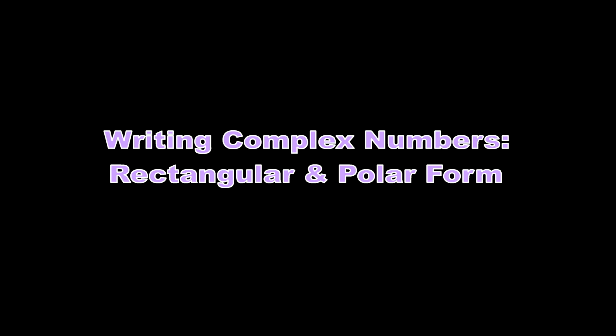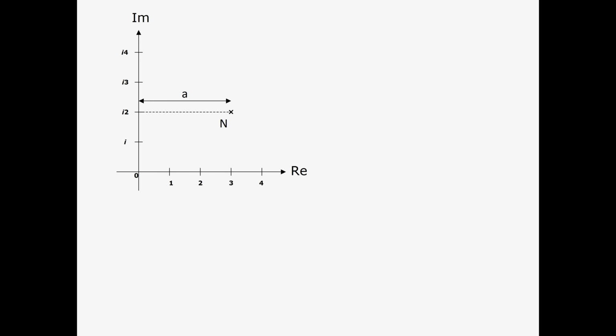So how do we write complex numbers? There are two standard forms that we use to represent complex numbers, the rectangular form and the polar form. Let's take a look at those two terminologies. So we have a real and an imaginary axis, and we have a complex number which we'll represent by the letter n. It has a real component, we'll symbolize by the value a, and it has an imaginary component symbolized by the letter b.